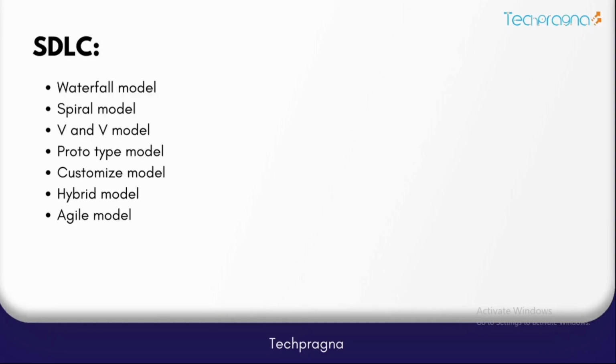SDLC means software development life cycle. It is a step-by-step process to develop an application. It means in order to develop one application, we need to follow this procedure. Why do we need to follow this procedure? Because we need to know the estimated time, the cost of the project, how many resources are required, and what technologies we need to adopt. We need to plan, and only then commit whether to take a project or not. In this we have these models: waterfall, spiral, V&V, prototype, customize, hybrid and agile.